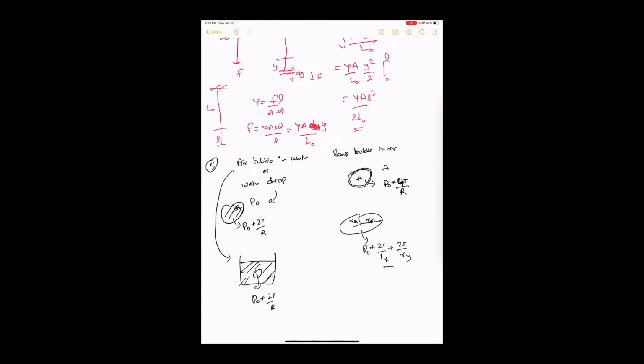So in this question, we have two soap bubbles. One is small, the other one is big. This is R1, this is R2. So pressure here, P naught plus 4T by R1. Here pressure is P naught plus 4T by R2. We have R2 greater than R1. This is the bigger one, right? That means P2 is less than P1 because it is in the denominator. This is smaller than this. So pressure in 2 is less than pressure in 1.